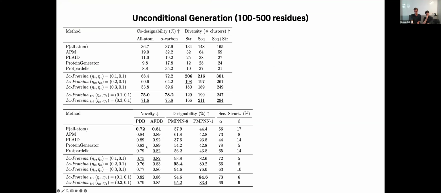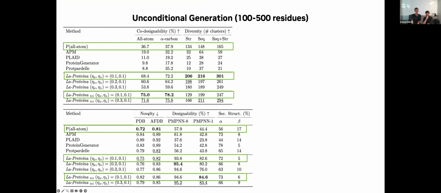Here are a few results from the paper. It's kind of a big table, so maybe just focus on a few rows. Namely, we have PL atom, which is kind of an atom 14 model and one of our strongest baselines, I'd say. We have La-Proteina here without triangle layers, and we have one La-Proteina data point with triangle layers. And then the lower table is the same again.